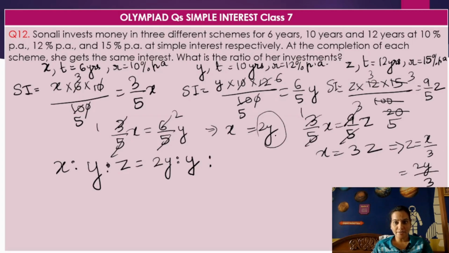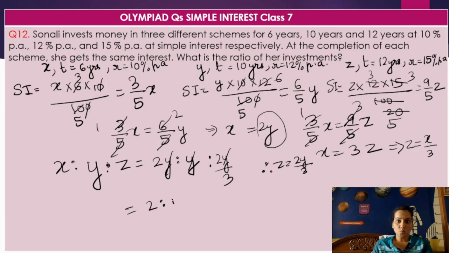in terms of y is 2y, so I have put 2y in place of x, so it is 2y by 3. I'll just try to write it here a little up so that it is visible. I'll write here, therefore z is equal to how much? 2y by 3, right? So here I am putting this value 2y by 3. Now y is common, so I'll cancel it out. So what remains is 2 is to 1 is to 2 by 3.